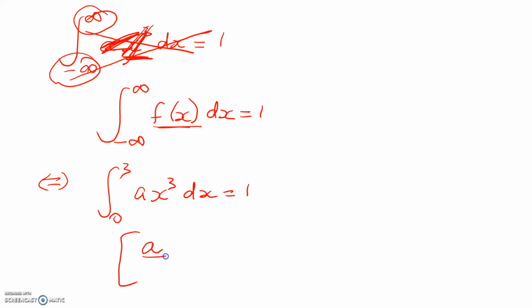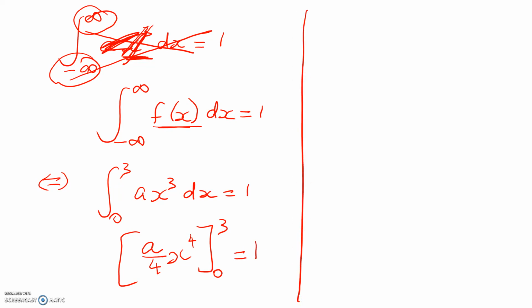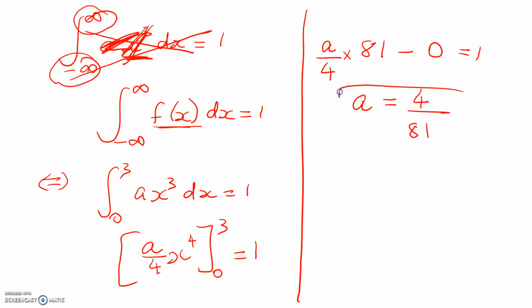So we get a over 4, x to the power of 4, is equal to 1. So it's about an Achieved or Merit level 3 integration question. Evaluating it at the two limits, we get a over 4 times 3 to the 4, which is 81, minus 0 is equal to 1. So a works out to be 4 over 81. Okay, so the first part of the problem is done.